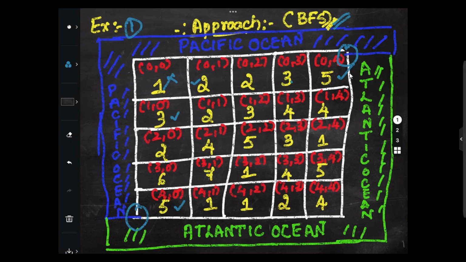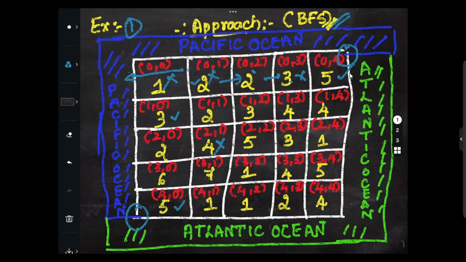Let's consider 2. This can flow into the Pacific Ocean, you can clearly see here, but it cannot flow into the Atlantic Ocean because we have 3 which is greater than this one. It will go here, it will go here. 3 is greater than 2, so this fails as well in this case. Vertically we have 4 which is greater than 2, so this fails here.